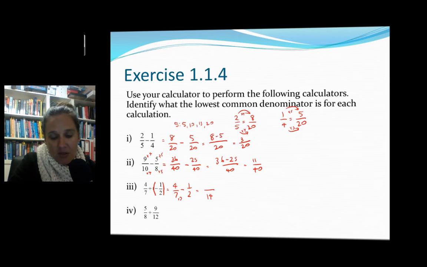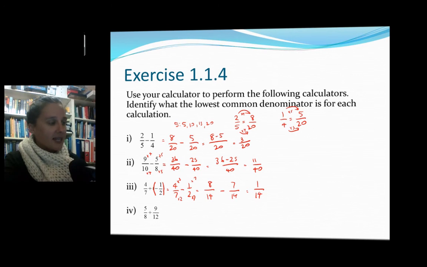so 7 times 2 is 14. 4 times 2 gives us 8. Minus here, 2 times 7 gives us 14. 1 times 7 is 7. So we should end up with 1 on 14. And we use our calculator to check.